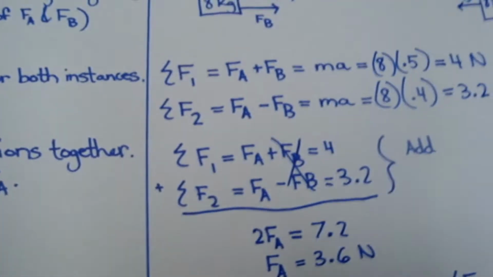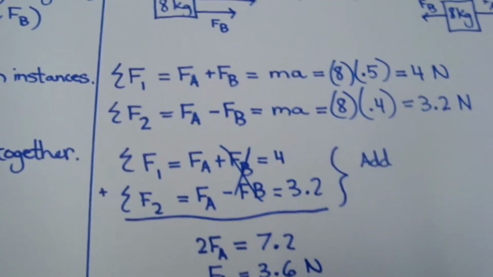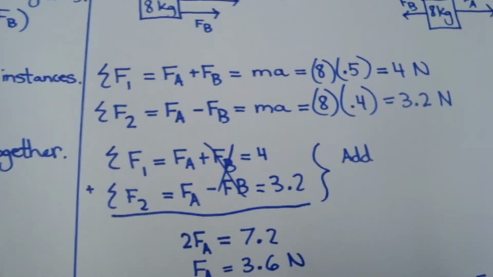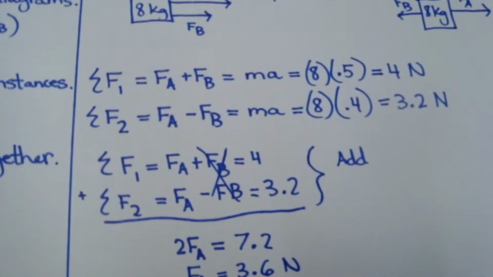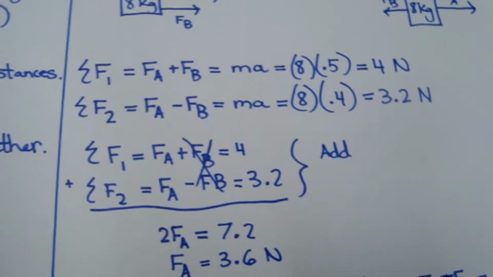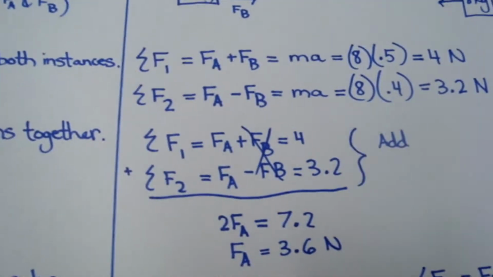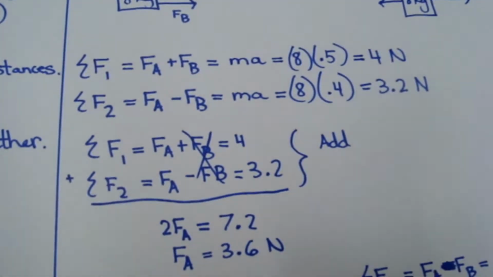So the third step is finding F net for both instances. The F net of the first instance is equal to force of A plus force of B equals mass times acceleration, which we have already because of the givens, 8 times 0.5, which gives us 4 newtons. And for the second instance, it's 8 times 0.4, which gives us 3.2 newtons.